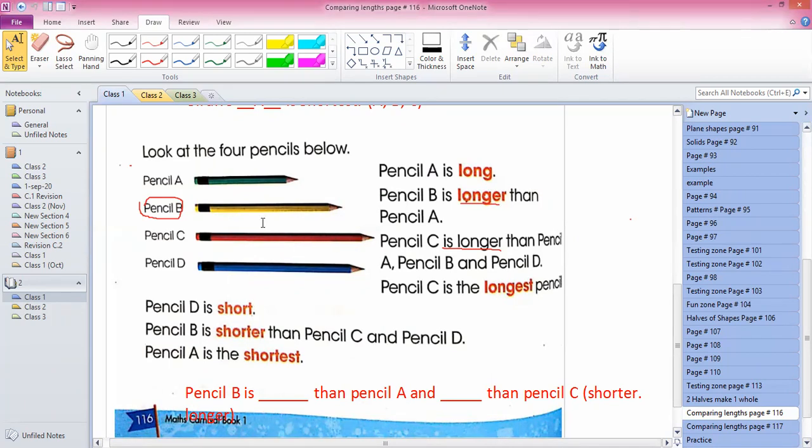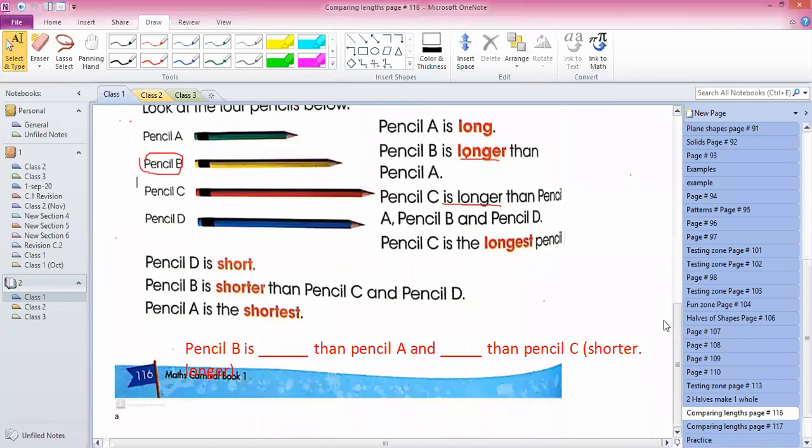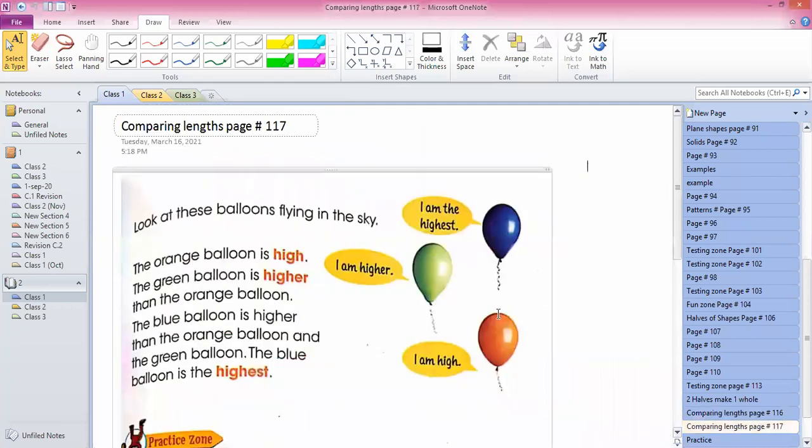So you can say pencil B is longer than A, but pencil B is shorter than C. Pencil A is shorter than B, and shorter than C, and shorter than D. Or you can say pencil D is shorter than pencil C, but longer than pencil B. You have done a lot of practice for these two examples as well.